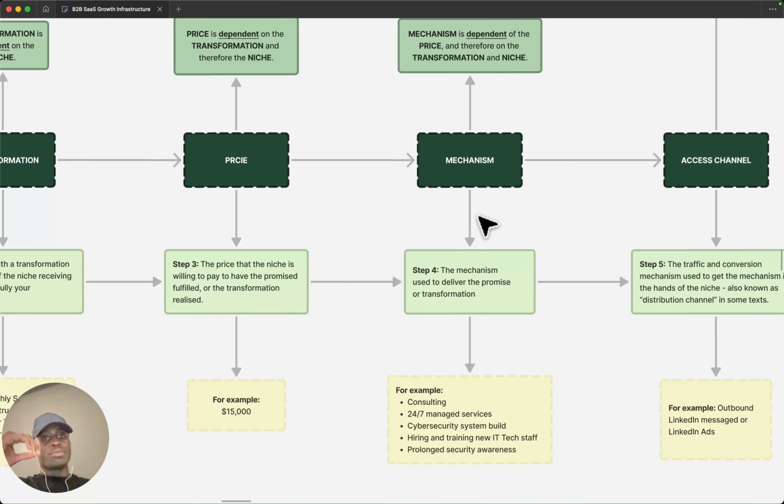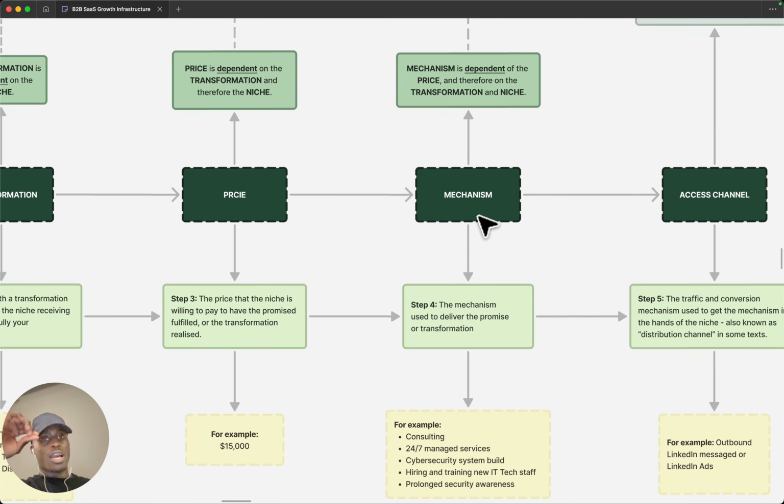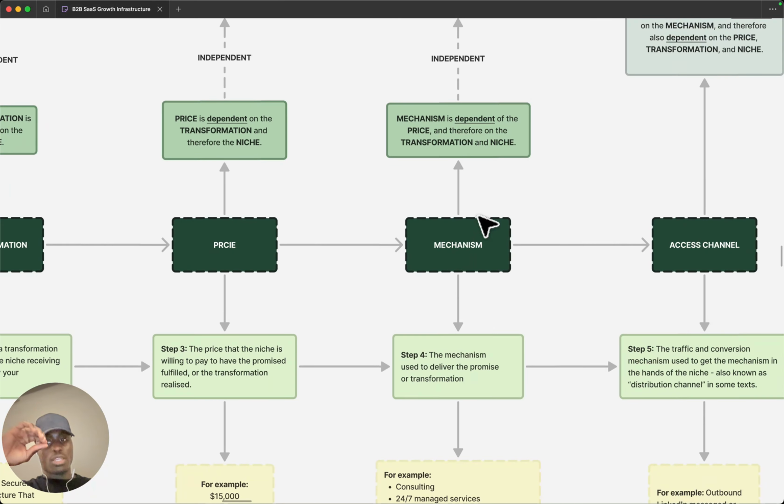Then, when we get to the mechanism, this means the mechanism used to deliver the promise of transformation. This could be consulting, 24/7 managed services, a cybersecurity system build, hiring and training new IT tech staff, or prolonged security awareness. You need to find a mechanism that will deliver this solution in that period of time. It could be any kind, a product or a service, but it has to follow that transformation, and of course with a profit for you, to keep the business going.